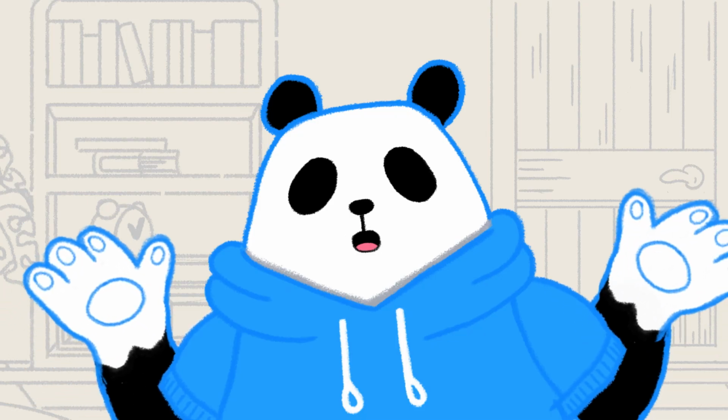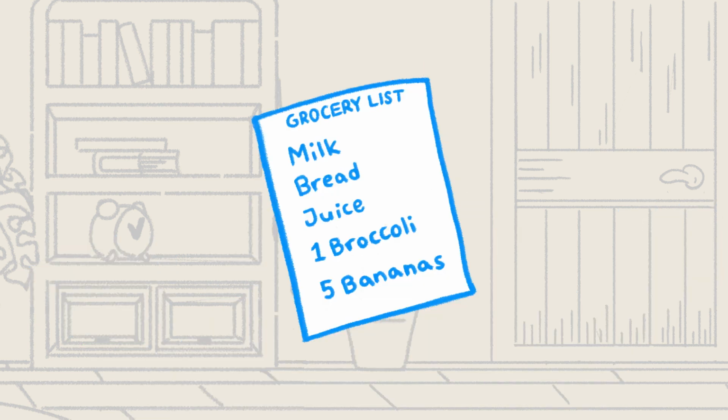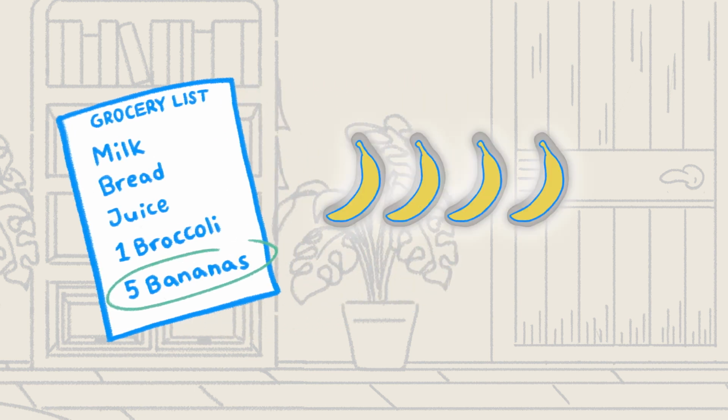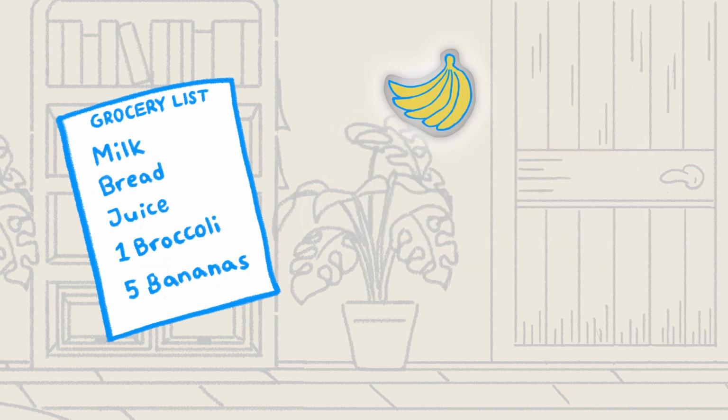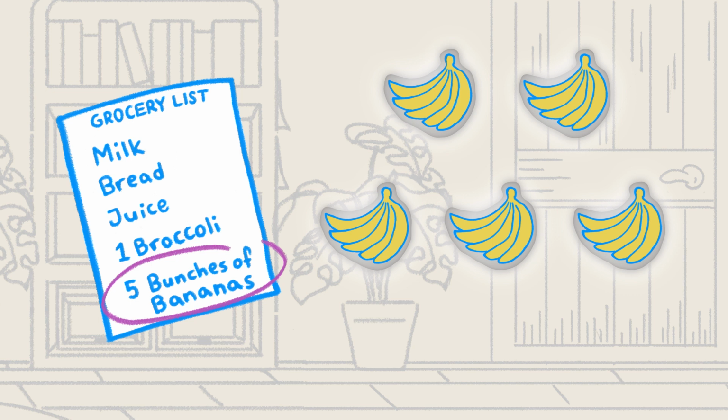And why do we need to be able to separate these units from each other? Well, if Epapa is going to the store and on his grocery list it says 5 bananas, then he knows that it means that every banana represents 1 unit. But if it says 5 bunches of bananas, then it means that every bunch is 1 unit.